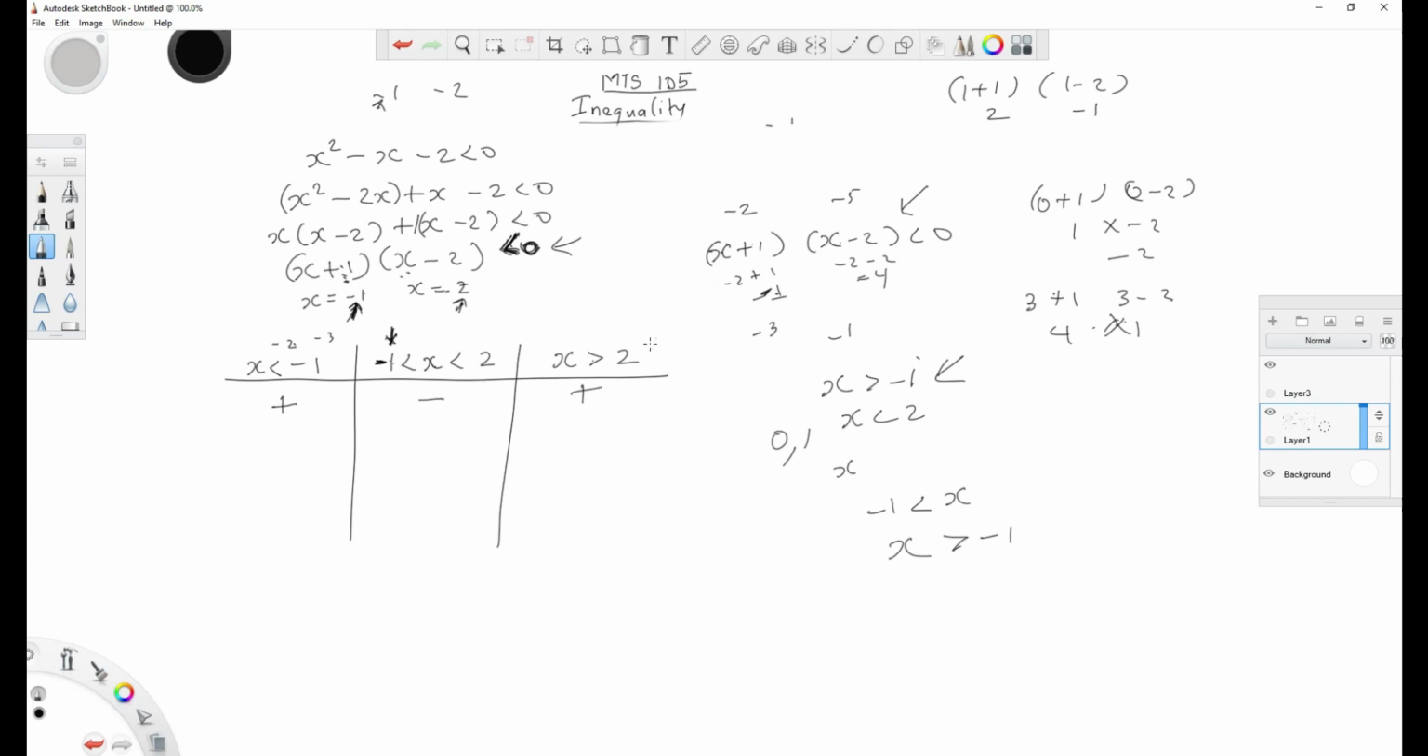Now, which of these conditions satisfies must be less than 0? It is this one in the middle. It is only this one. So the answer is minus 1 less than x less than 2. Now we have finally solved it.